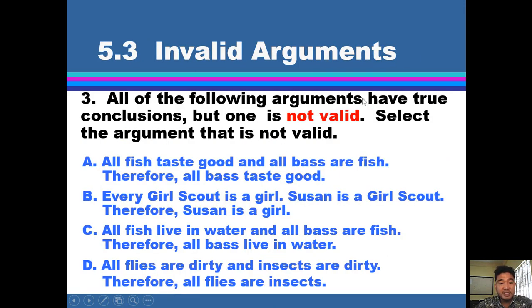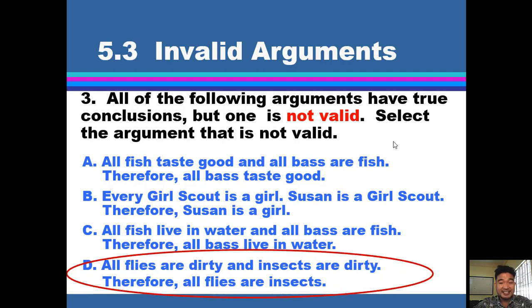All of the following arguments have true conclusions, but one is not valid. Select the argument that is not valid. So, the answer is letter D.